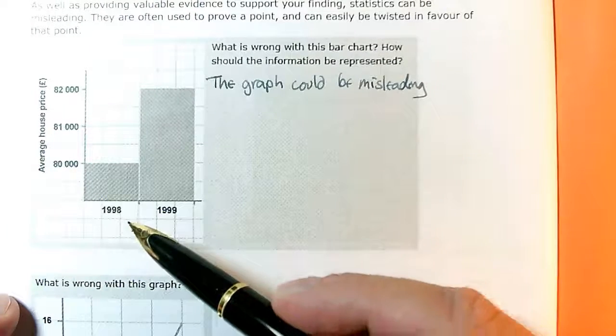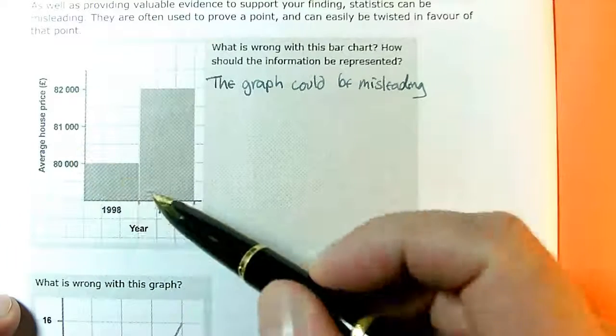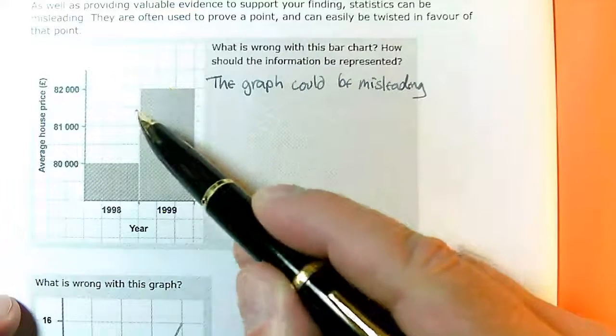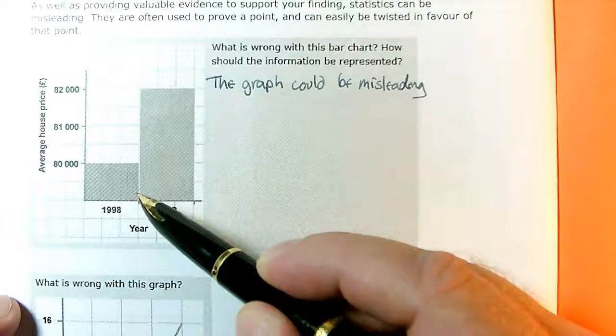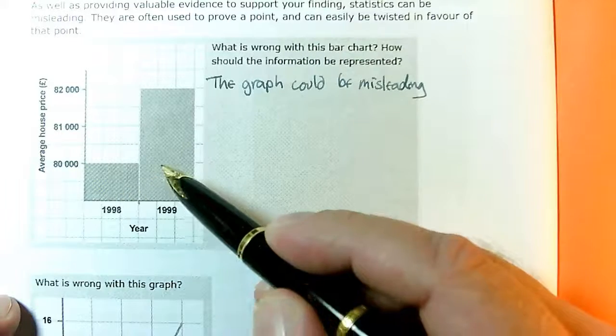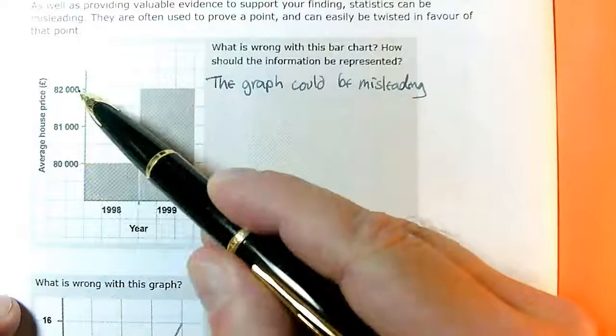Now, the visual impression we get is that the amount in 1998, this is house prices, has got hugely bigger in 1999, because this block for 1999 looks, well, on the page it is 3 times the area. So have house prices got 3 times as big? No, they haven't. They've only gone up from 80,000 to 82,000.